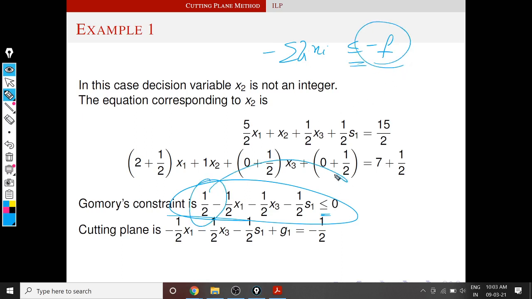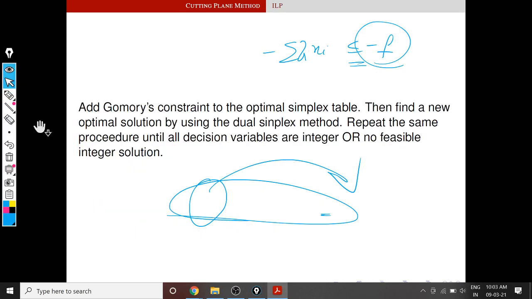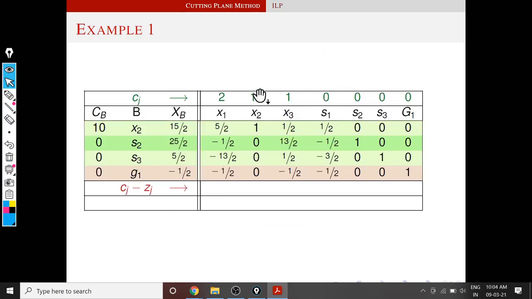So less than or equal to minus f now. This is a less than or equal type, but the right hand side is negative. So we can't use our simplex method. So we will use dual simplex method. So this is the new table by introducing an extra constraint, that is Gomory's cutting plane. So here 0, its cost is 0, and g1 minus half, minus half, 0, minus half, minus half, 0, 0, 0. Next we have to calculate cj minus zj. Next we use our dual simplex method, that's all.